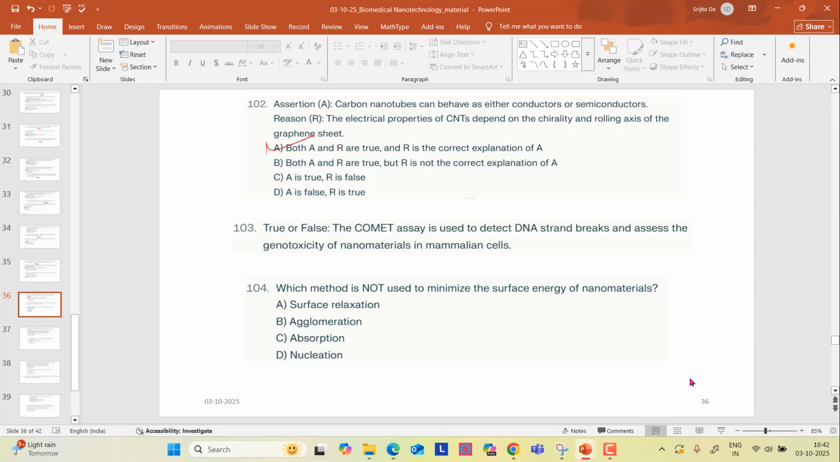The COMET assay is used to detect DNA strand breaks and assess the genotoxicity of nanomaterials in mammalian cells. It is also true. True.